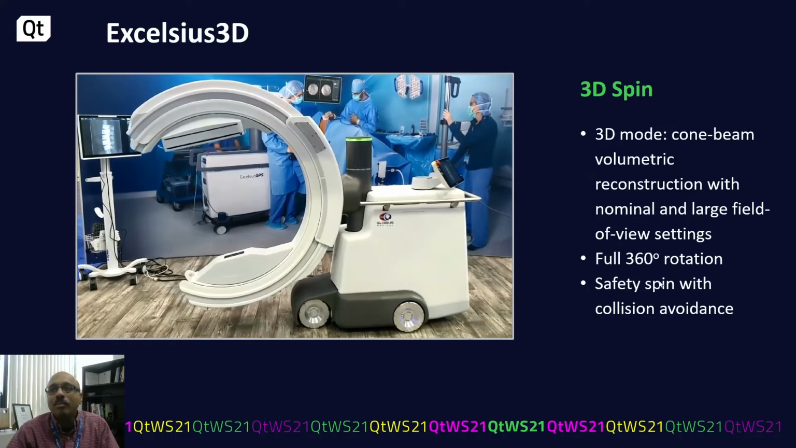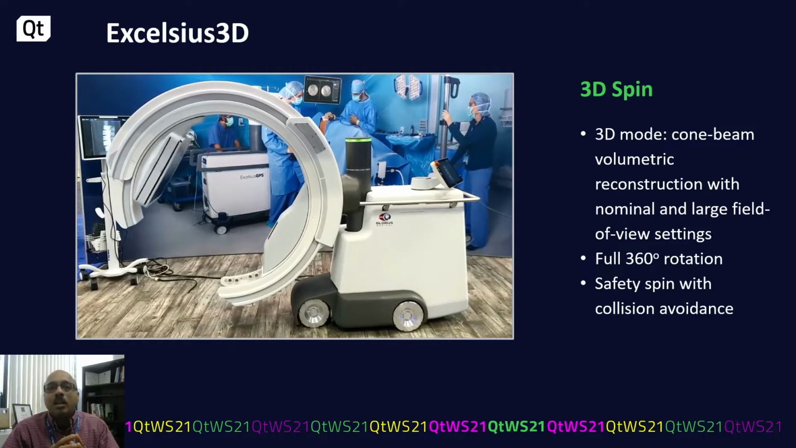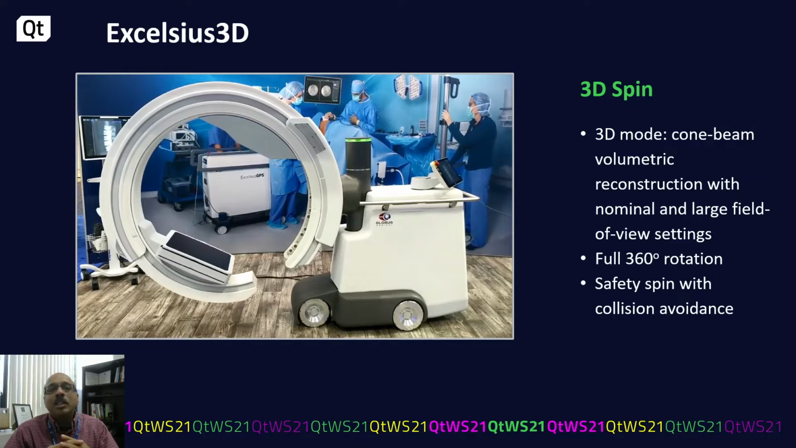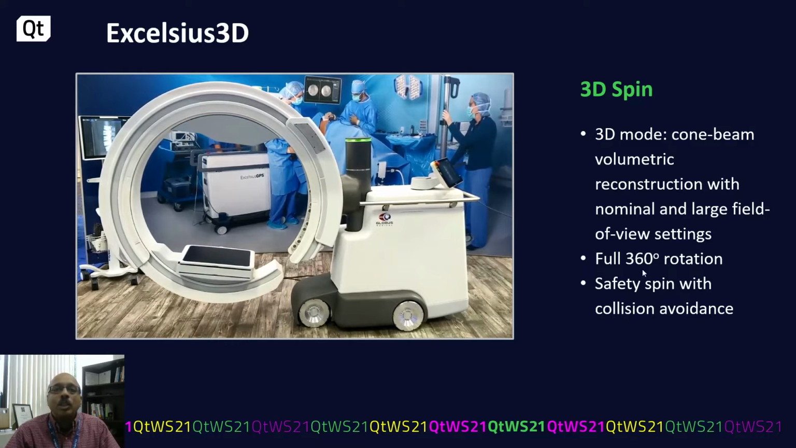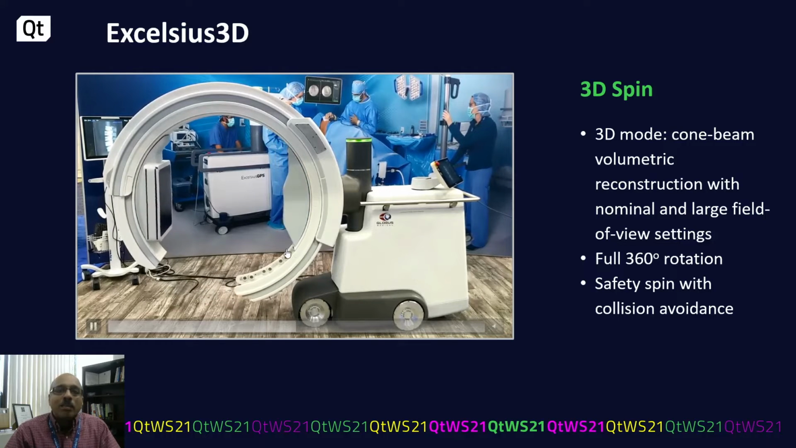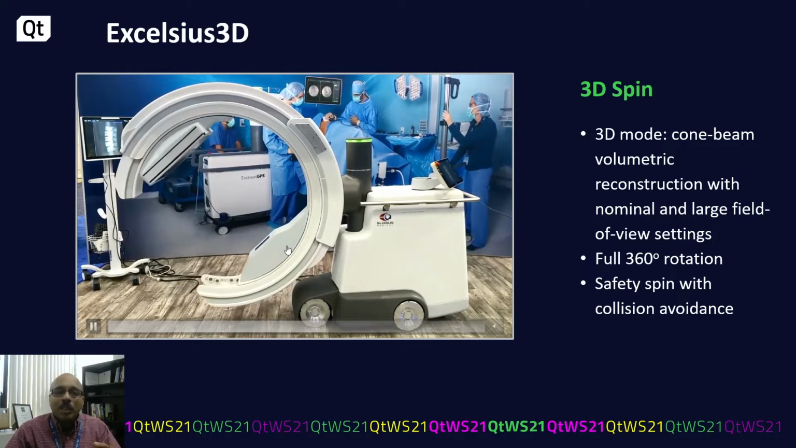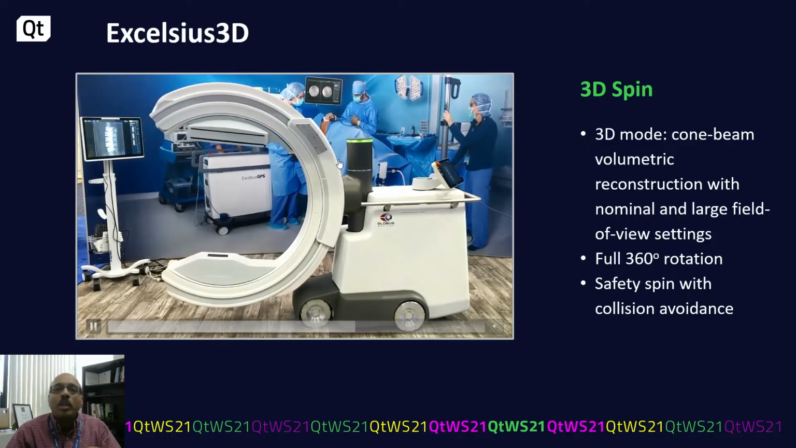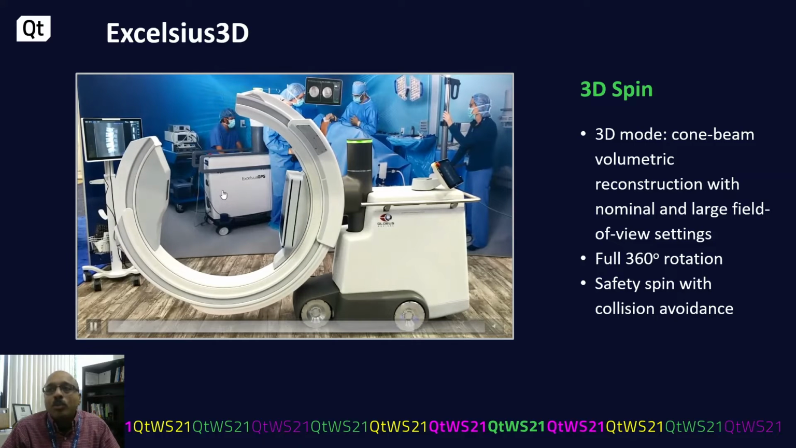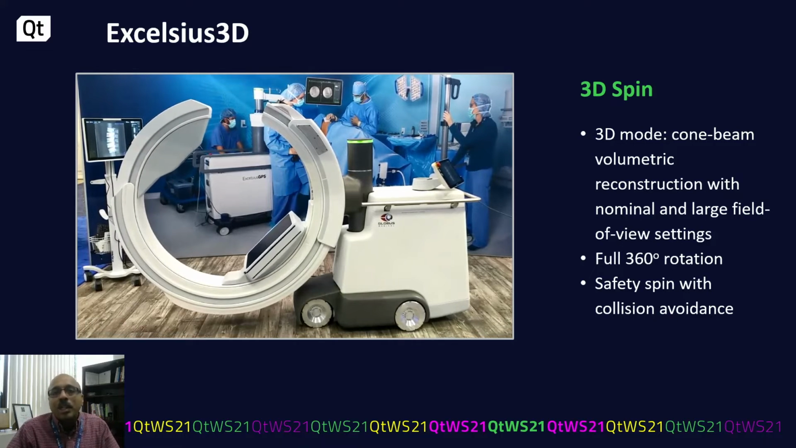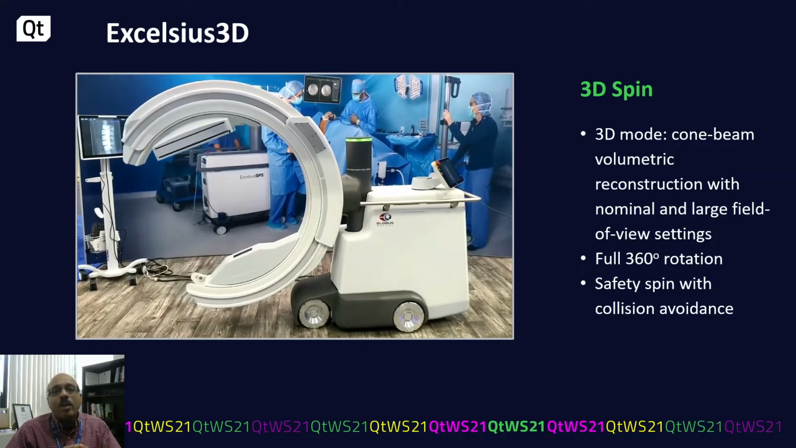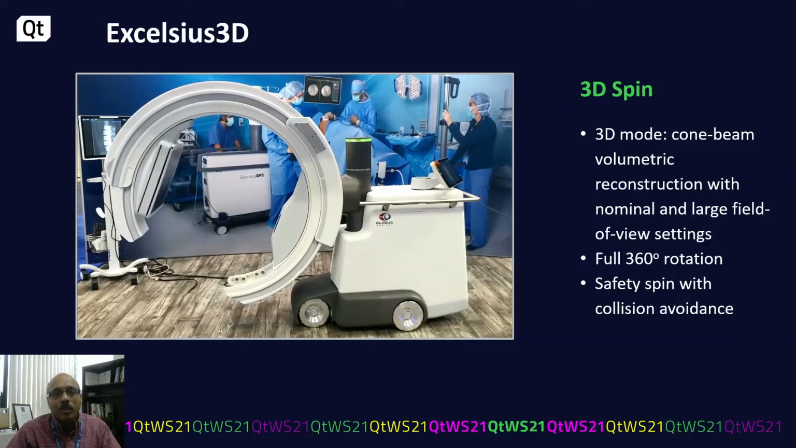And one of the most useful ways that this gantry motion is used is for 3D spins. So in a 3D spin, basically what we are doing is we are capturing X-rays at each of the 360-degree locations as these two Cs move together to complete a circle. Now mathematically, we take these individual images and reconstruct what the volume at the center would have been. And that technology is known as volumetric reconstruction, and we actually can do it in two different modes. It's the regular nominal field of view and also an extended or large field of view setting.